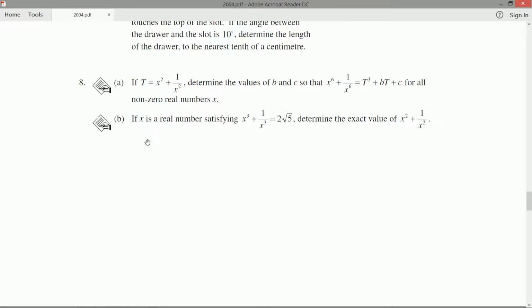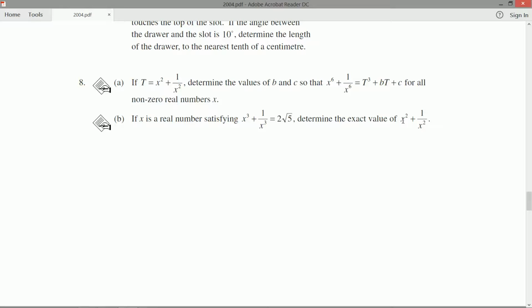Alright. If x is a real number satisfying x cubed plus 1 over x cubed, very similar to the sort of expressions we were seeing in the a part, equal to 2 root 5, that's weird, determine the exact value of x squared plus 1 over x squared. Interesting. Very interesting.